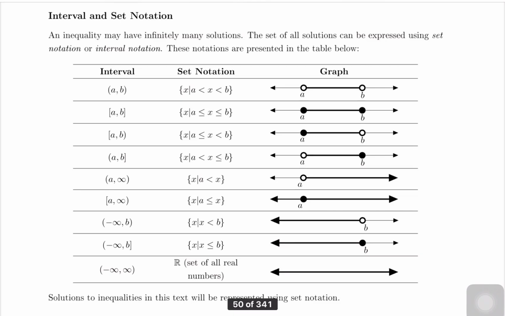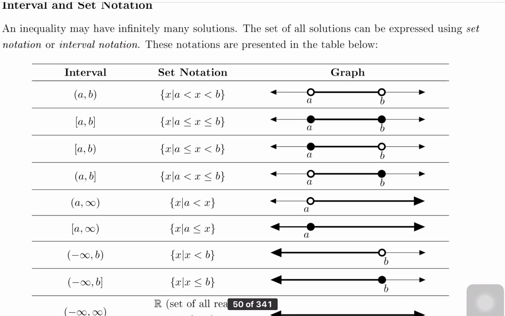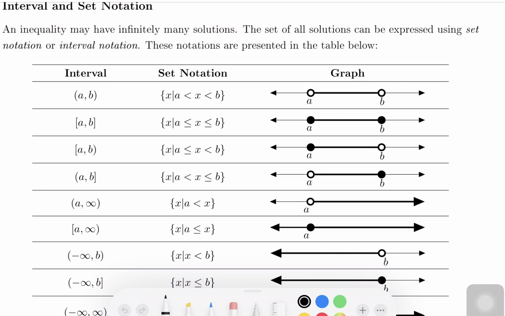Let's go to solving rational inequalities. But before that, you need to review interval and set notation. If we use parentheses, that is an ordered pair, or that is in interval notation. Parentheses mean the endpoints are not included. That is why it is hollow. Not included. If you use brackets, then it is shaded.